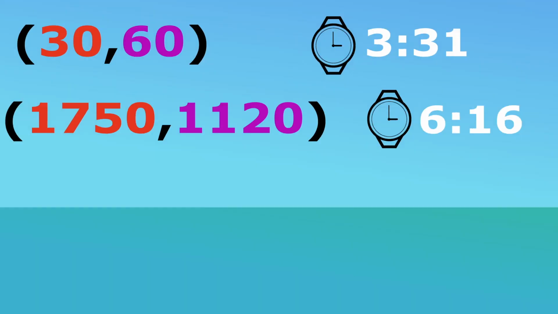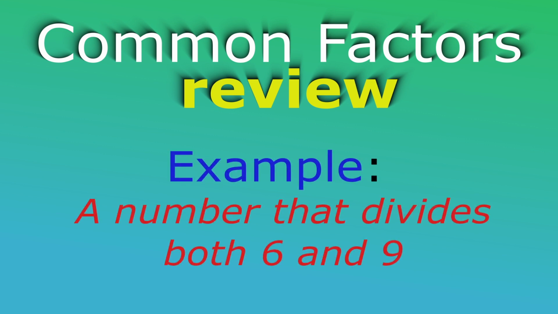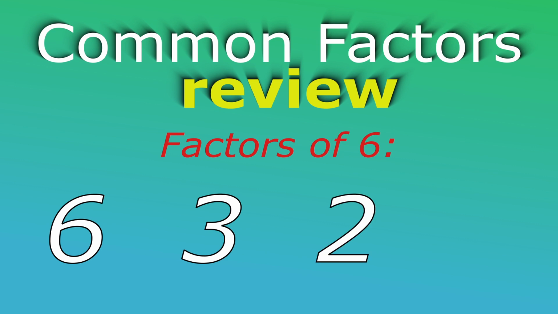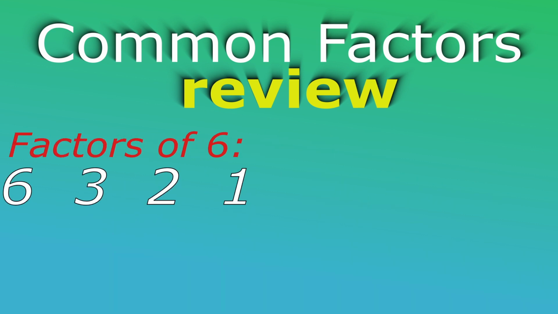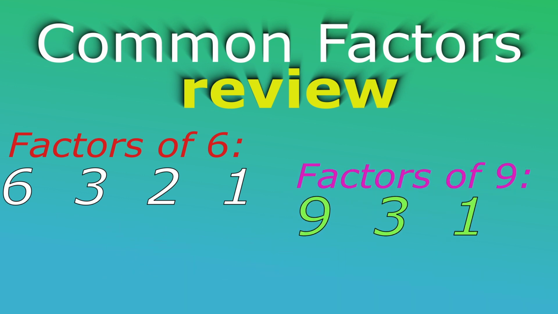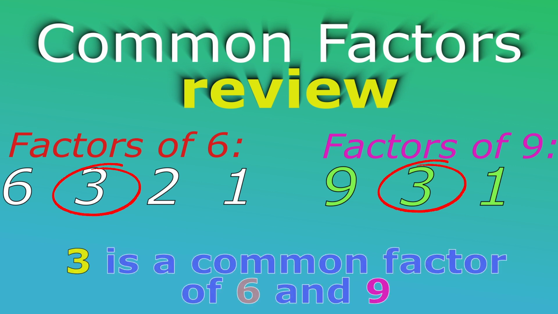Let's quickly review common factors. A common factor exists where, if you have two different numbers, there is a number that can divide both of them. The factors of 6 are all of the numbers from 1 to 6 that go into 6, or that can divide 6. They are 6, 3, 2 and 1. Here's another number, 9. The factors of 9 are 9, 3 and 1. If you compare the factors of 9 to the factors of 6, you can see that 9 and 6 both share a factor, 3. So we call 3 a common factor. It is a factor that both numbers have in common.